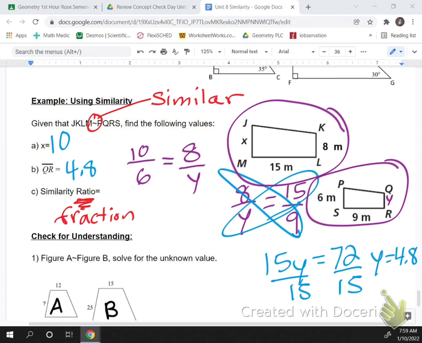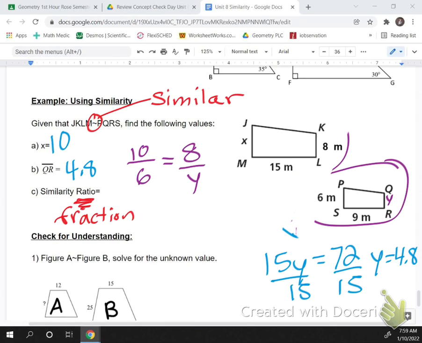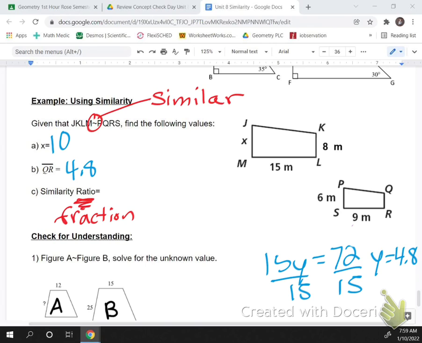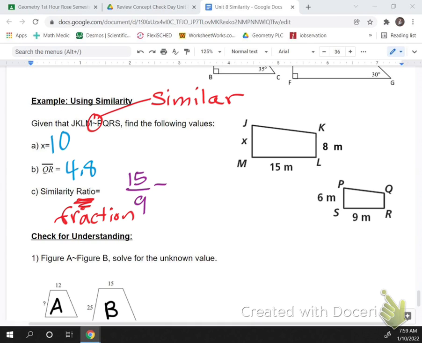Last thing is we need to find the similarity ratio. What are two side lengths that I know from the original given information? 15 over 9. So that's going to be my similarity ratio. Can I simplify that? Yes, they're both divisible by 3. 15 divided by 3 is 5. 9 divided by 3 is 3. And that's as simplified as it gets. There is my similarity ratio. Questions about the first example?